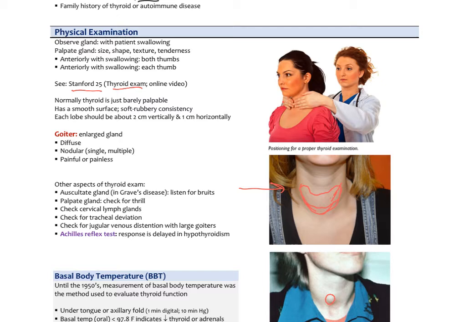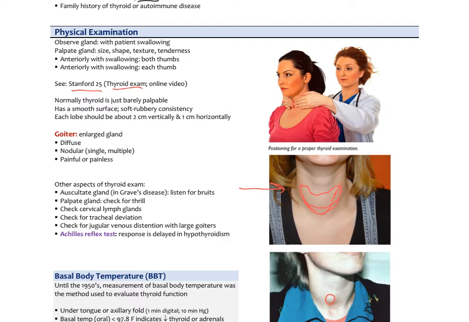But you stand behind basically, and you want to put your fingers along the midline, and then you want to feel the actual texture of the thyroid. The normal thyroid should be just barely palpable. It should have a smooth surface, a soft, rubbery consistency. Each lobe should be about 2 centimeters vertically in height and about 1 centimeter horizontally.